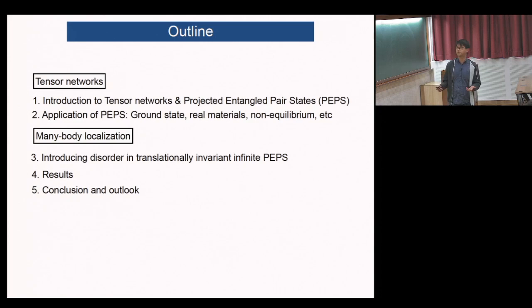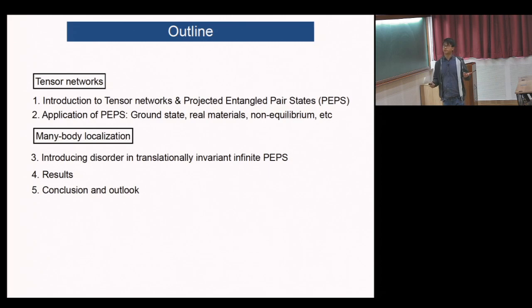So once I give the introduction to PEPS and so on, then I will jump to the main topic of this workshop, which is many-body localization. And then I will show how one can introduce disorder in a translationally invariant infinite PEPS. So I'm talking about infinite PEPS, which means I'm going to target the thermodynamic limit. This is tricky because when you have an infinite PEPS, you have some translational invariance, which means your site is going to repeat over some periodicity. And how do I introduce disorder in such an iPEPS? And then I will present some of the results, and then we can discuss together the conclusions and all.